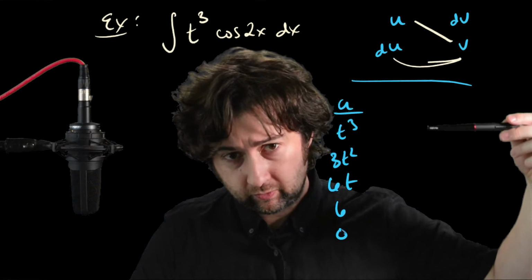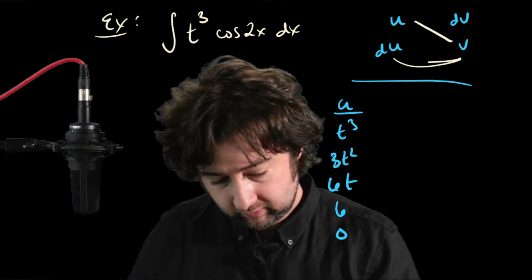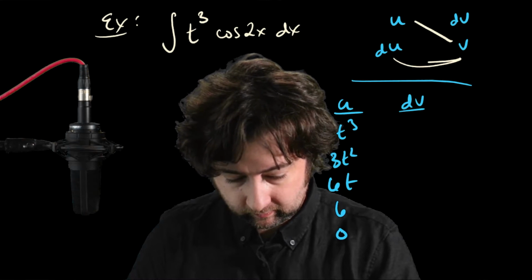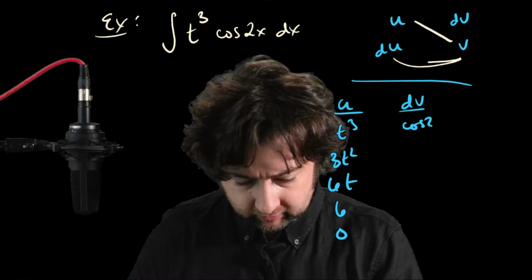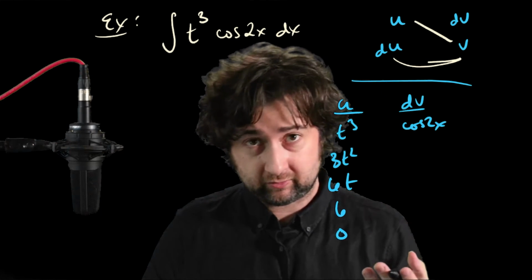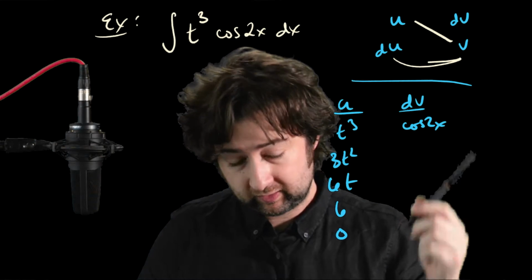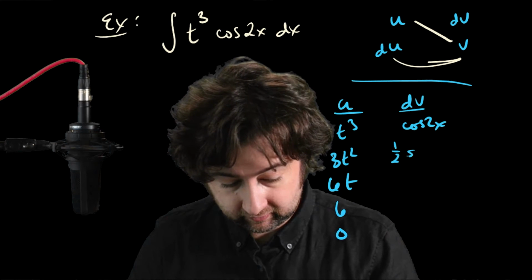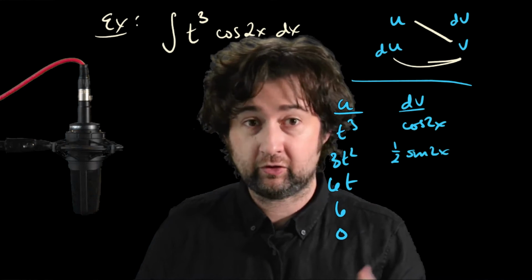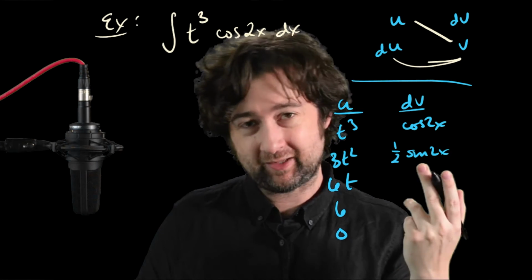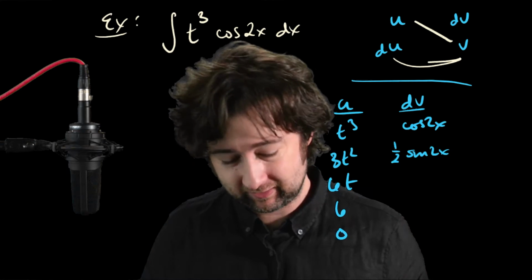Okay? I need integrals to go down the other side. So dv. So cosine of 2x. Here you're going to have to know your integration. The integral of the cosine is the sine, but because I had a 2 inside, it's going to be 1/2 of the sine of 2x. And if you don't believe me, take the derivative of 1/2 times the sine of 2x and see that you get cosine of 2x back again.